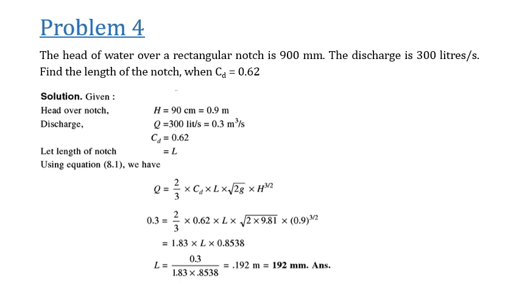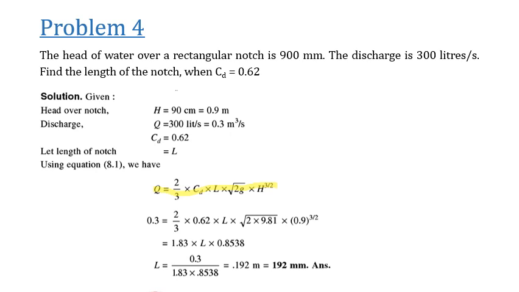So this is very simple. You have to basically remember the formula of discharge for a rectangular notch. That is, discharge is 2 by 3 CD L, where L is the length of the notch, into under root 2g, into H, which is head, to the power 3 by 2. So you will have to remember this formula. Now simply substitute all the known data.